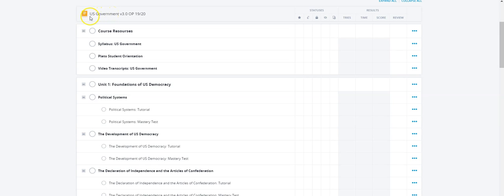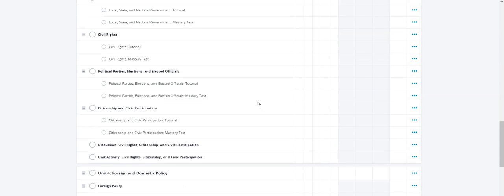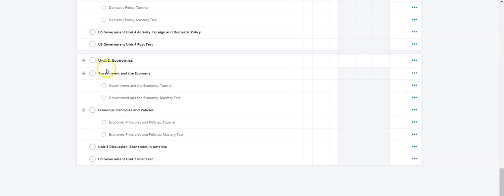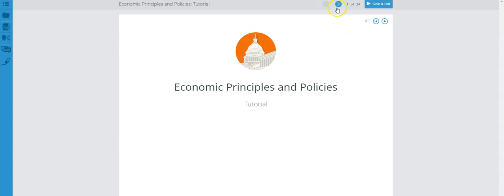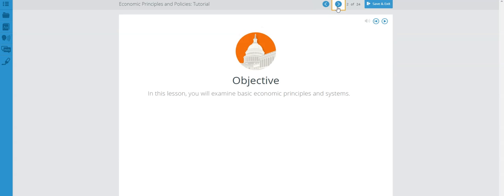Our focus for today is on U.S. government, and we're looking at the last unit, which is Unit 5, Economics, and also the last tutorial, Economic Principles and Policies. Please remember to have your notebook ready to take notes, as you will use those notes to answer the questions that you will encounter for this tutorial. Our objective for today is that you will examine basic economic principles in economic systems.